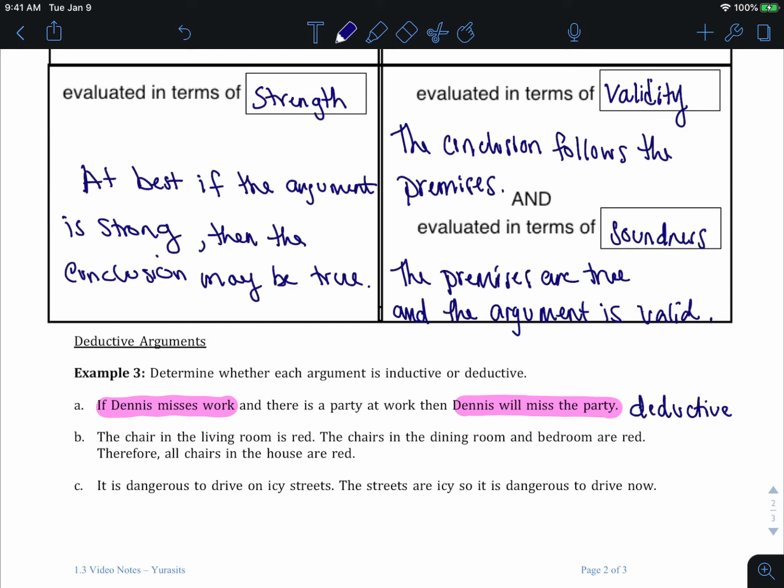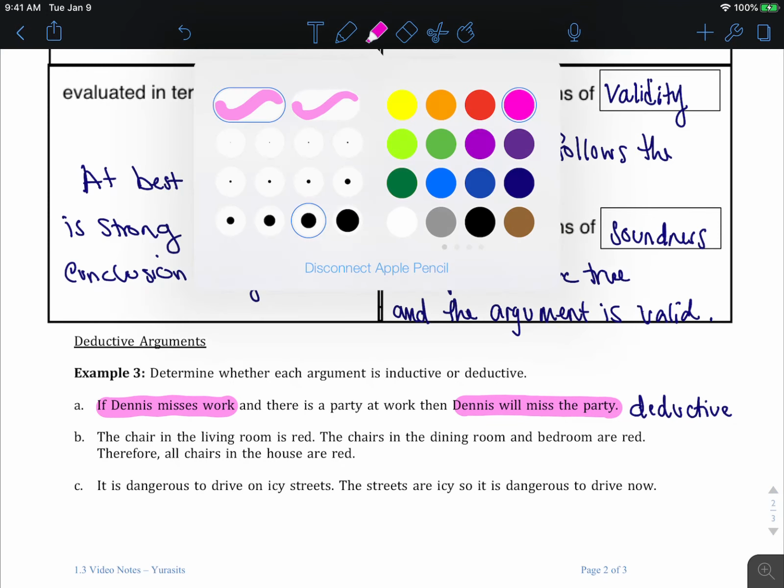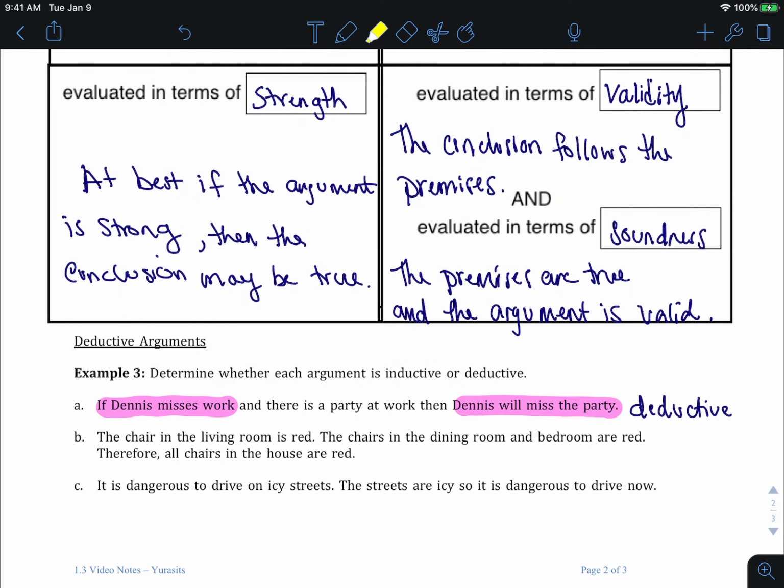In contrast, if you look at B, we're saying the chair in the living room is red. That's pretty darn specific, right? And then the chairs in the other rooms are also red. Therefore, all the chairs in the house are red. So we went from something specific to something general. So that's why this is inductive.